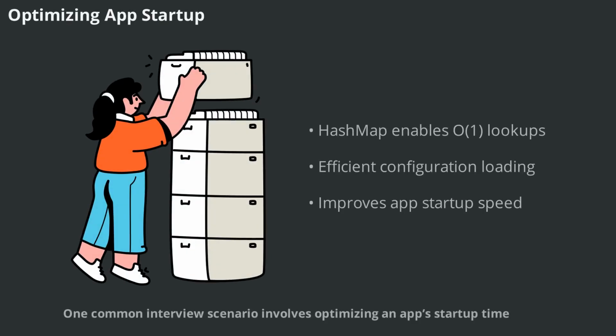One common interview scenario involves optimizing an app startup time. Imagine your app fetches a configuration file with key value pairs that are accessed frequently during runtime. The goal is to load the configuration quickly and retrieve any value in O(1) time. The best solution here is to use a hash map, which allows for constant time lookups. By iterating through the configuration list and storing each pair in a hash map, you ensure fast access throughout the app's lifecycle. This approach not only improves performance but also demonstrates your understanding of efficient data structures.